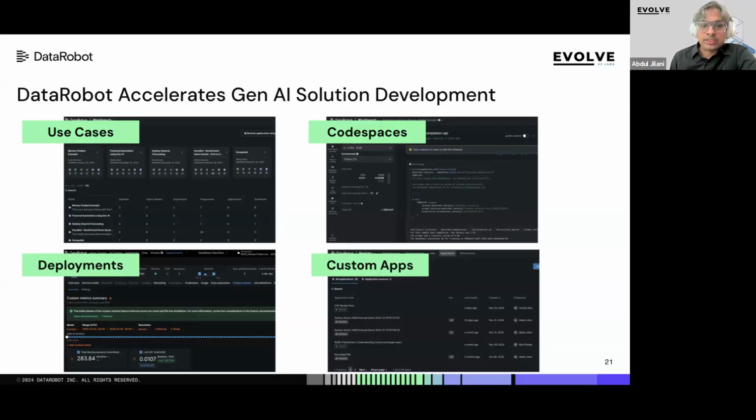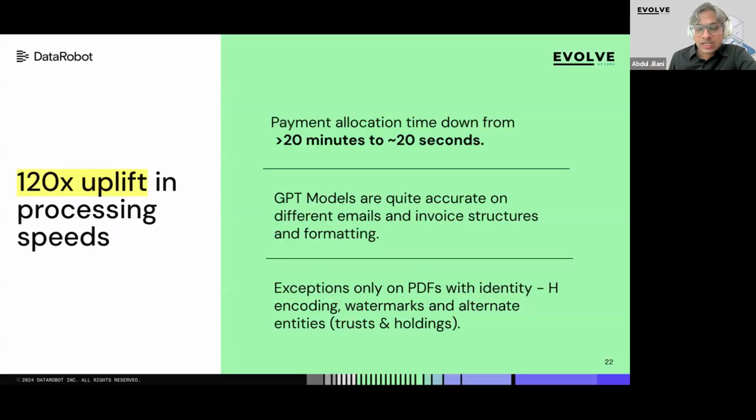Then we have deployments. This provided the MLOps structure inbuilt so that we didn't have to build or deploy the model separately and write a bunch of MLOps around that. And then the custom apps where we were able to build service dashboards so that non-technical users could use the system. Net output of all of this, we saw a 120x uplift in processing speeds. So the payment allocation time per email came down from more than 20 minutes to almost 20 seconds.